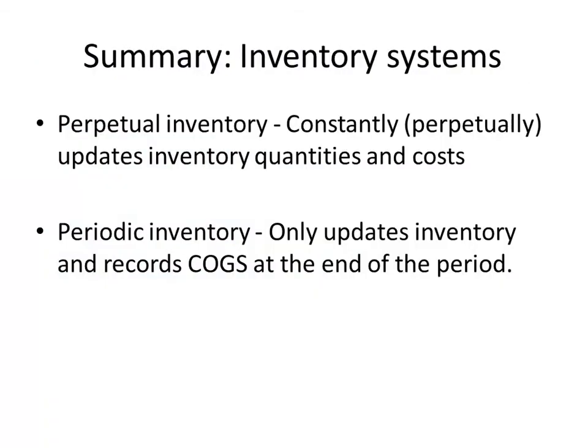Okay, so just to summarize this, and then we're going to look in more detail at periodic versus perpetual. Perpetual constantly updates inventory quantities and cost of goods sold. A periodic only updates inventory and records cost of goods sold at the end of the period.